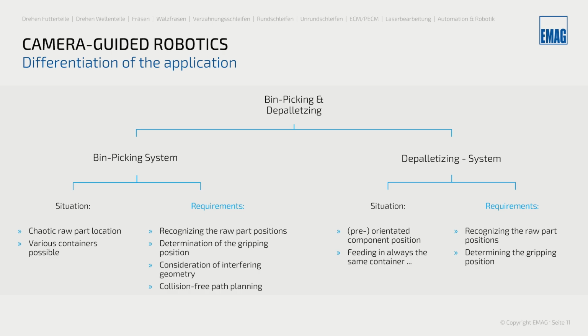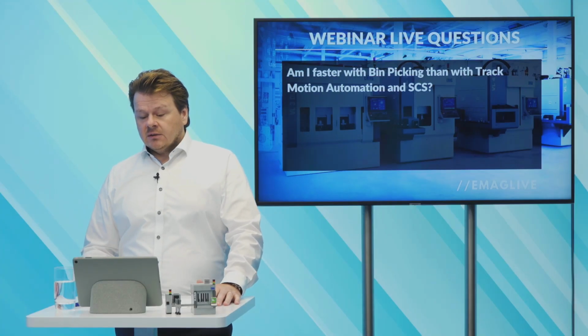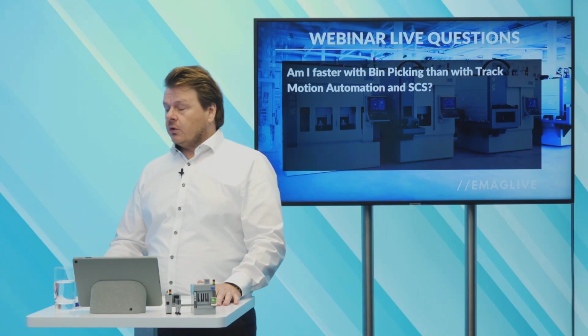Kevin, let me jump in with the first question from the audience. Thank you for the question. Am I faster with bin picking than with track motion, automation, or SCS? Those two systems are kind of hard to compare to each other because for a SCS system with a track motion, I have defined positions where I can pick up the part and where I place the part. With a bin picking system, I am much more flexible, but the picking of the part is much more complicated.